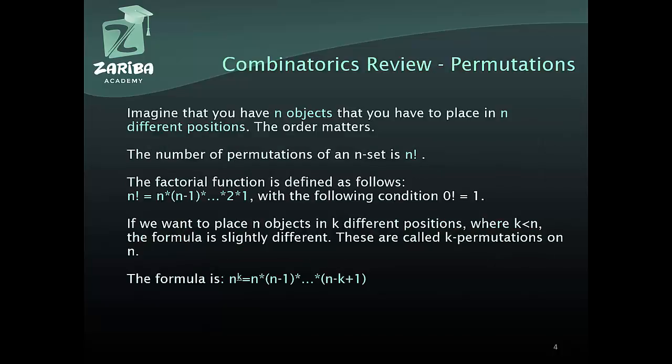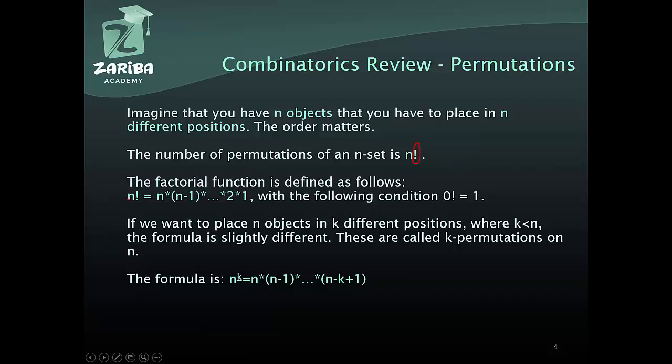Okay, so let's start with permutations, and those are the easiest, I think. So imagine that you have n objects, and you can place them in n, let's say, boxes. The order here is important, or it matters. The number of permutations of an n set is n factorial. This exclamation mark here, that's what it means.